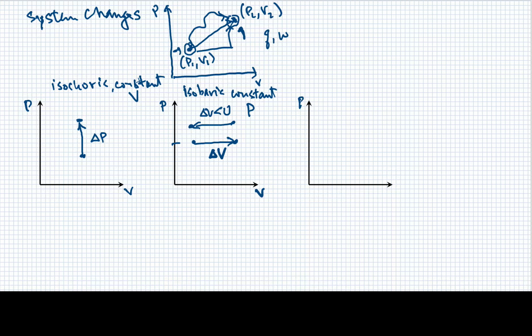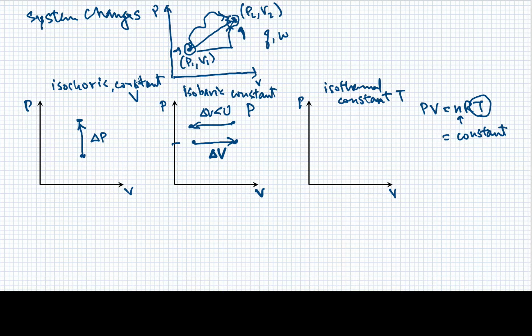Okay, what about isothermal? That's the third constraint. Isothermal, remember, was constant temperature. How does that look on this? Well, to see this, we're going to have to rely on our ideal gas equation of state. So we're assuming that this is an ideal gas now. And remember, PV is equal to nRT, but n and R are constant, and in an isothermal process, so is temperature. So in effect, PV equals constant.